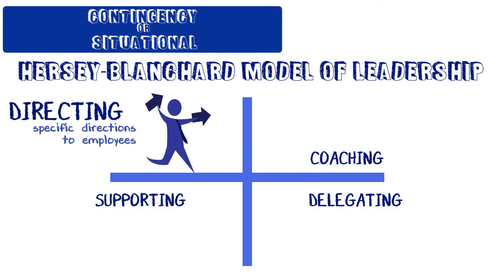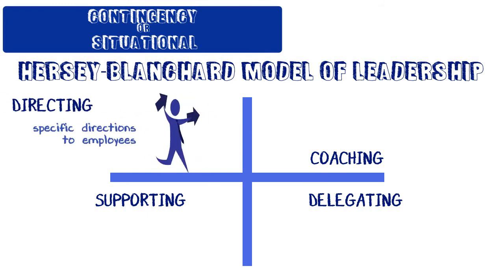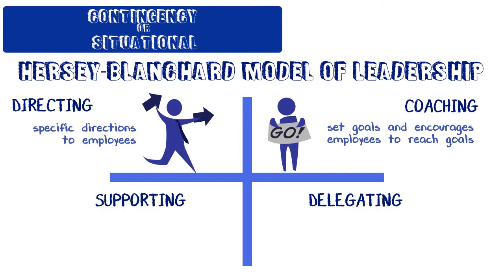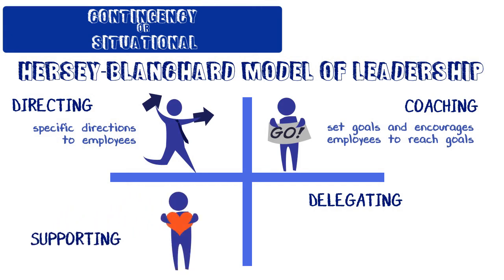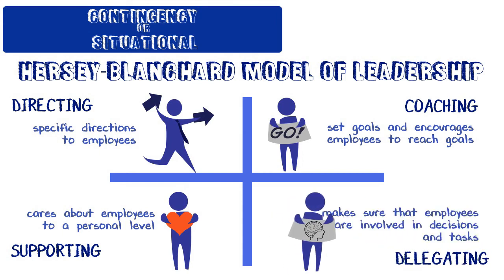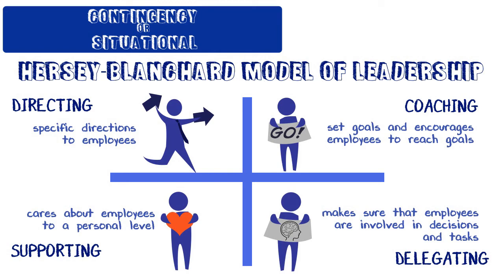Directing: provide specific directions to their employees. Coaching: set goals for employees and encourage them to reach their goals. Supporting: provide emotional support to employees. They treat employees well, care about them on a personal level, and they are encouraging. Delegating: make sure that employees are involved in the making of important decisions.